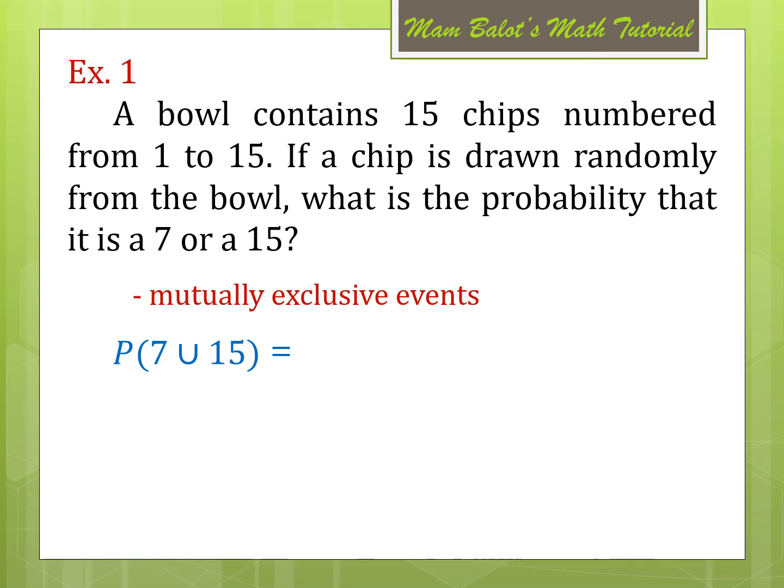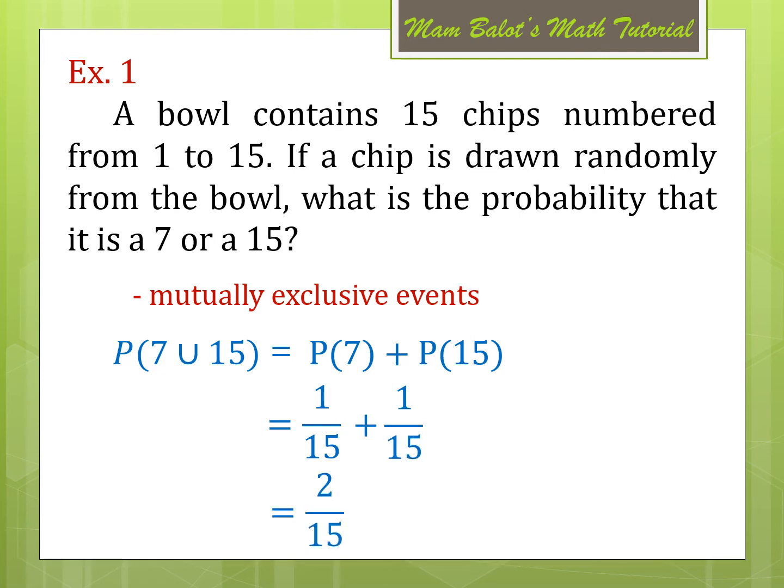Following the formula for the probability of mutually exclusive events, we have the probability of getting a 7 plus the probability of getting a 15. The probability of getting a 7 is 1 over 15, since we have one chip numbered 7 and 15 chips all in all. Plus, the probability of getting a 15 is also 1 over 15. So we have 2 over 15.